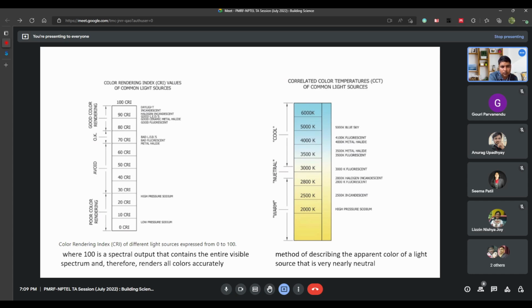Another one is the correlated color temperature, where you assess the lighting source whether it is warm, neutral, or cool. Neutral is something where you feel that it's not in the warmer range or the cooler range. You have a perfect white light.